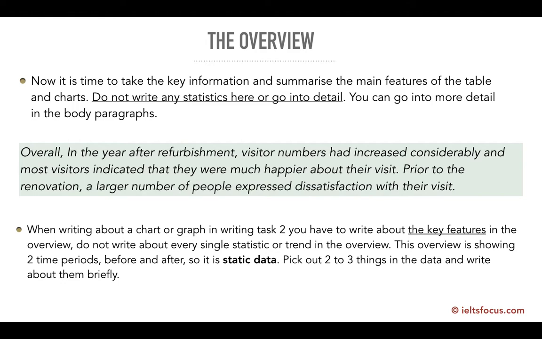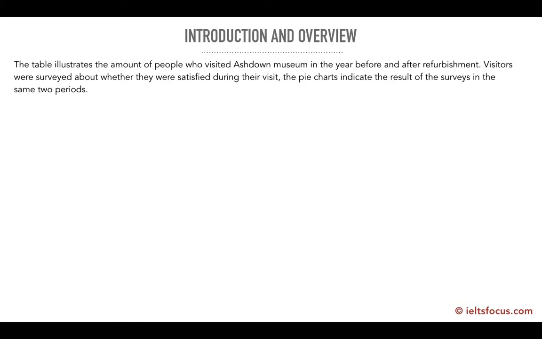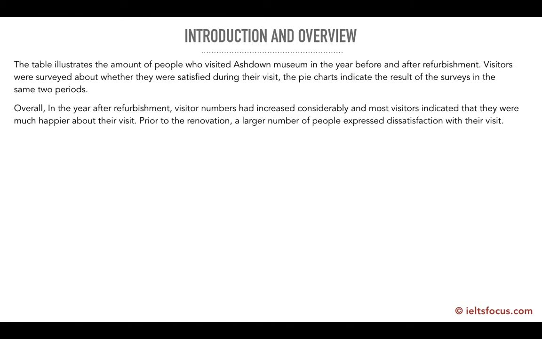With a graph, for example, that changes over time, that's dynamic data, where you have to explain trends and movements in a graph. But in this case, I'm just going to pick out two or three things in the data and write about them briefly. It's static data. So let's look again at the introduction and the overview.